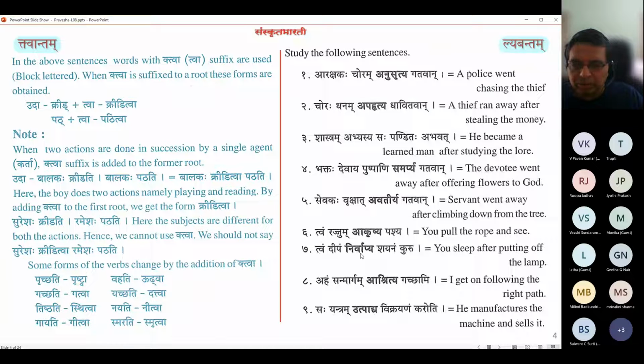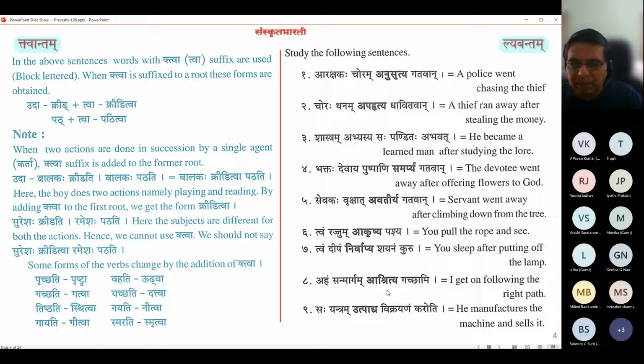So basically in the olden days they used to turn down the oil lamps by closing it, right? They would close the lid onto the exit of the hot air, so it will automatically go off. So that sense has continued. Okay, so you would close the lamp by closing the lid. So that's what. So tvam deepam nirvapya shayanam kuru.